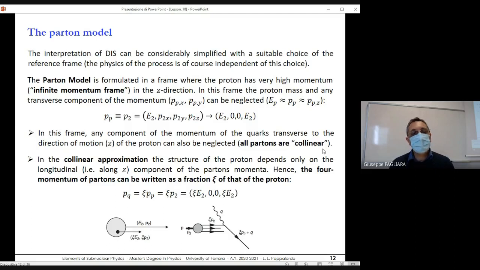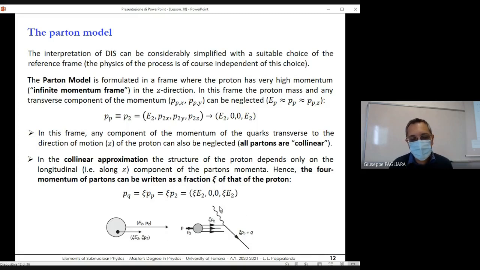So once more, in the collinear approximation, the structure of the proton depends only on the longitudinal component, along Z, of the parton's momentum. And therefore, the four-momentum of partons can be written as a fraction xi of that of the proton. So the proton is a bunch of collinear quarks. The proton has a total four-momentum P2, and so each quark carries a fraction of this longitudinal four-momentum of the proton. And you see it depicted here. So this is our proton moving with E2, P2. Each constituent of the proton in this collinear approximation, where one neglects all the transverse motion, carries a fraction xi of the energy and the four-momentum.